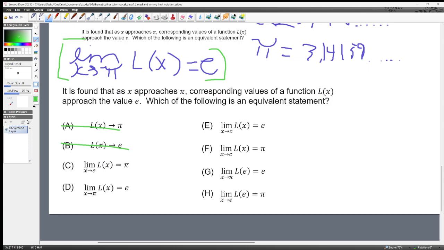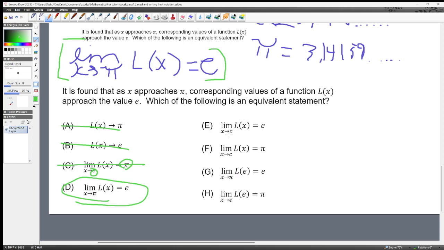So here we have the limit as x approaches e of the function L of x equals pi. This e and pi are reversed. So no. And here the limit as x approaches pi of the function L of x equals e is the answer. But let's take a look at the other ones.